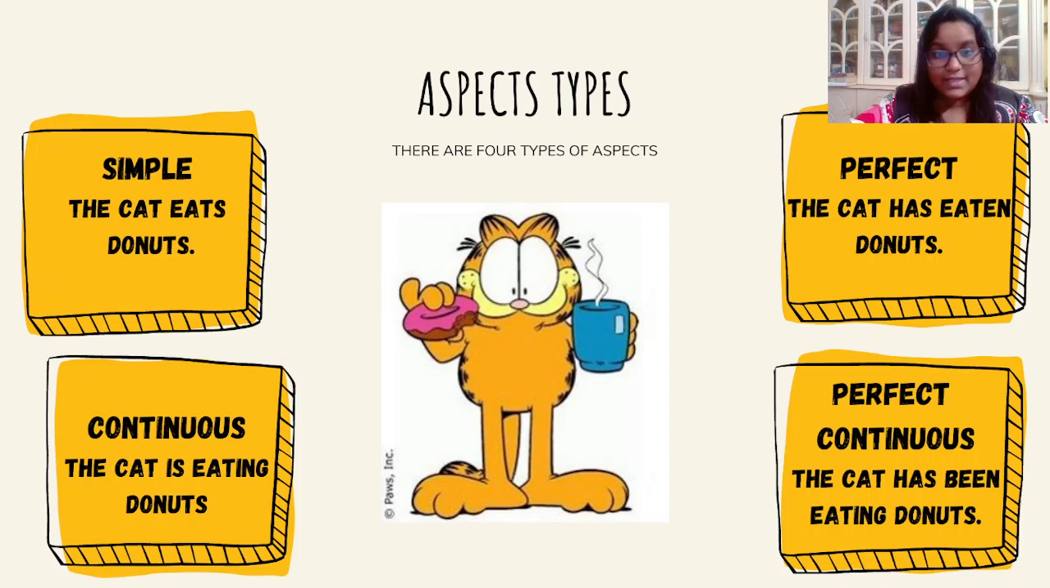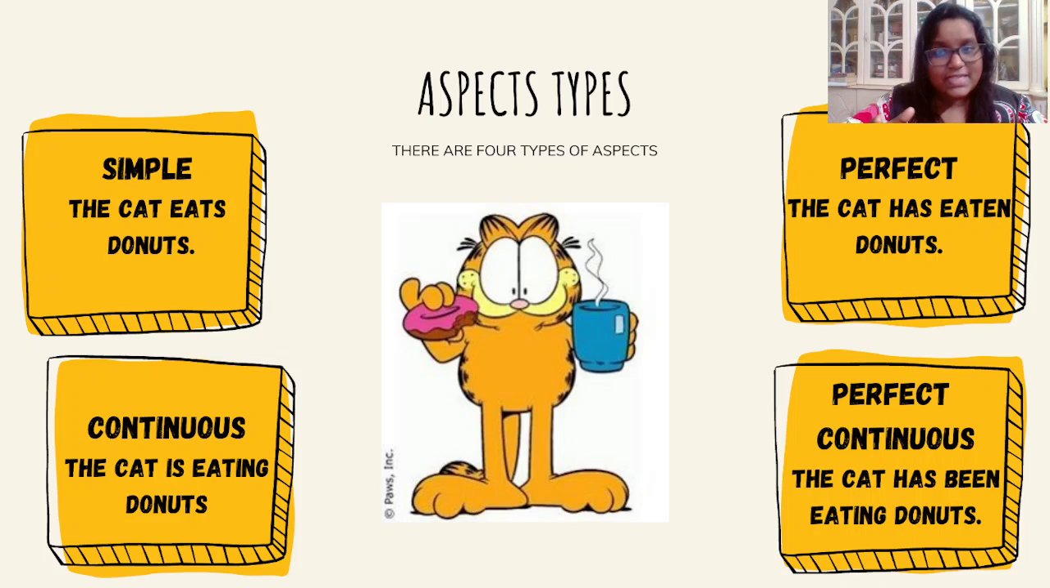The second aspect is continuous. See, look at the cat. The cat is standing there. He is eating donuts. The cat is eating donuts. That means it is a continuous, ongoing activity. Third aspect is perfect. The cat has eaten donuts.